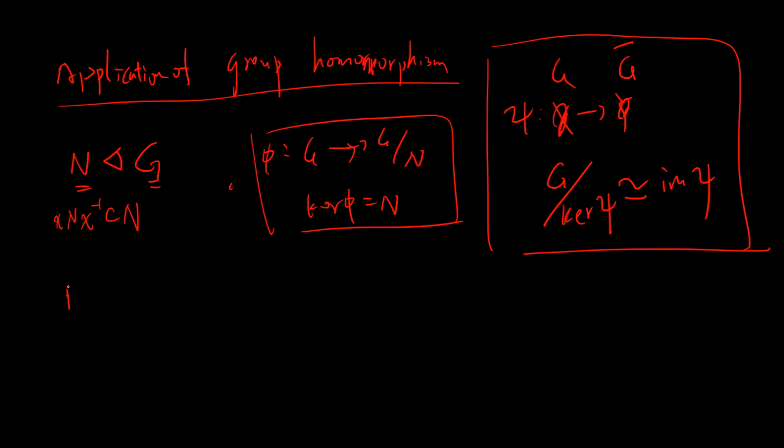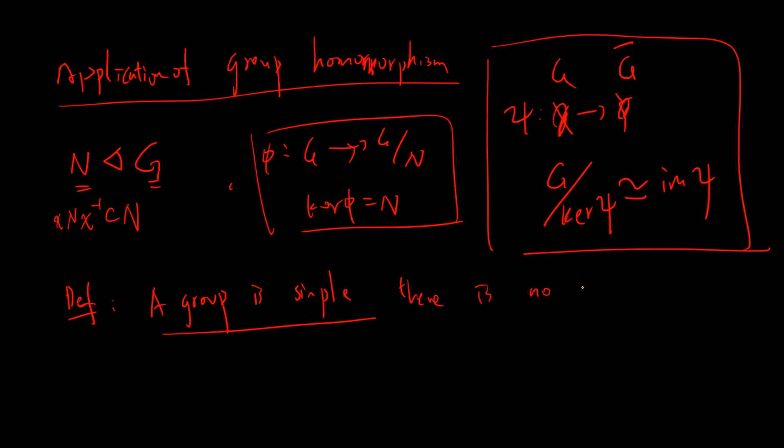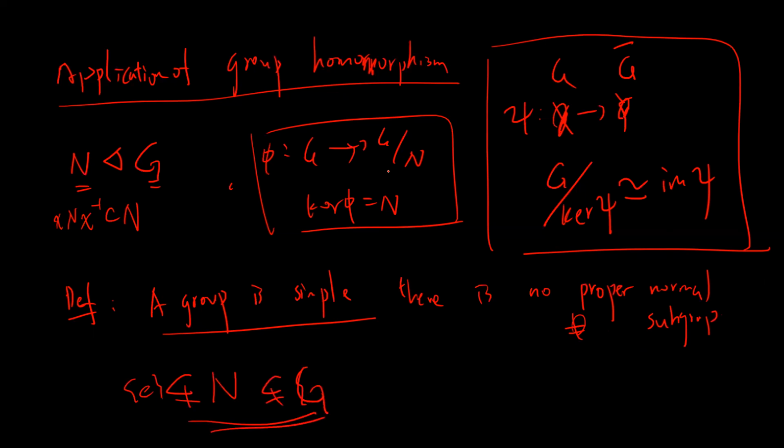Okay, so let me give a definition. We will not use this definition, but it is very important. A group is simple means that there's no proper normal subgroup. Proper normal subgroup means there's no subgroup which is not the identity and not the group itself. This is called a simple group.